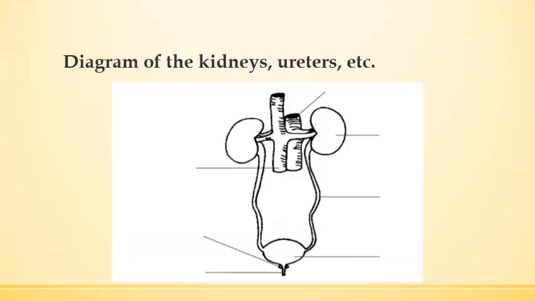Now let us label the diagram on the left. The aorta brings blood from the heart to the kidneys, where the urea is filtered out of the blood. Once the blood is done filtering through the nephrons of the kidneys, it is put back into the inferior vena cava, one of the main veins, back to the heart.